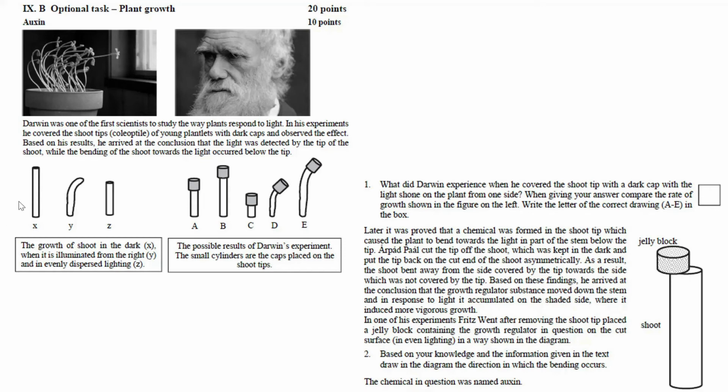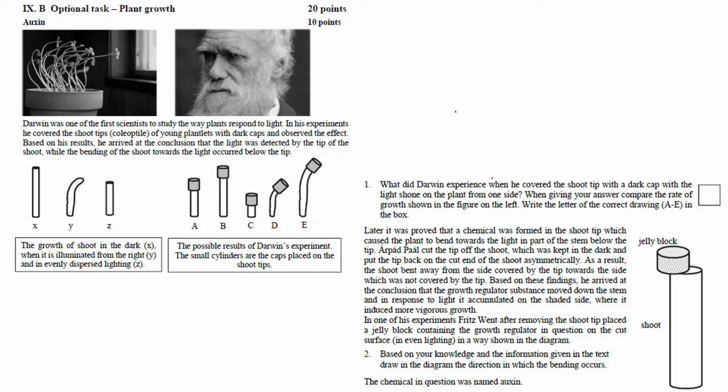So we can see the experimental setups. In here, the growth of the shoot in the dark is indicated by X. When it is illuminated from the right, we can see Y, and evenly dispersed lighting can be seen on Z. The possible results of Darwin's experiment: the small cylinders are the caps placed on the shoot tips. What did Darwin experience when he covered the shoot tip with a dark cap with the light shown on the plant from one side? When giving your answer, compare the rate of growth shown in the figure on the left. Write the letter of the correct drawing, A to E, in the box.